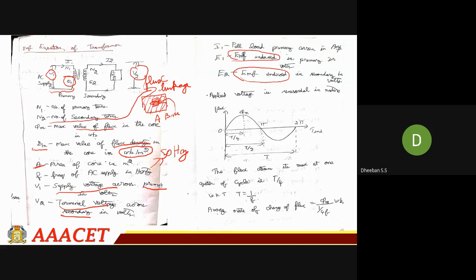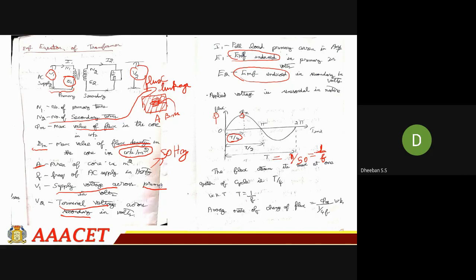So now moving on to this diagram. Here they have given the flux for one period of cycle. Here the T will be 1 by 50, which is nothing but 1 by f. At the quarter period of your time, your phi will be reaching its maximum value.